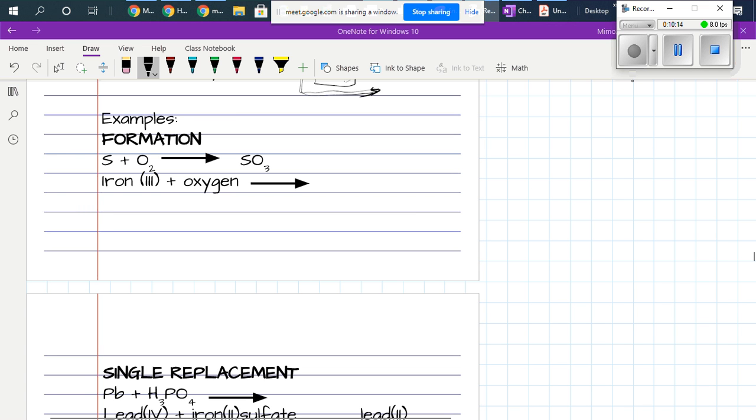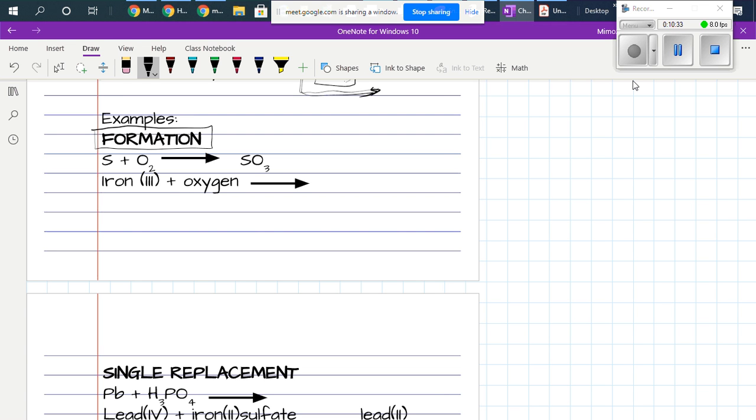Okay, so in the examples that we see when we have formation, sulfur plus oxygen will give us SO3, sulfur 3 oxide. We are not balancing it for now. We will see the balancing a bit later on.